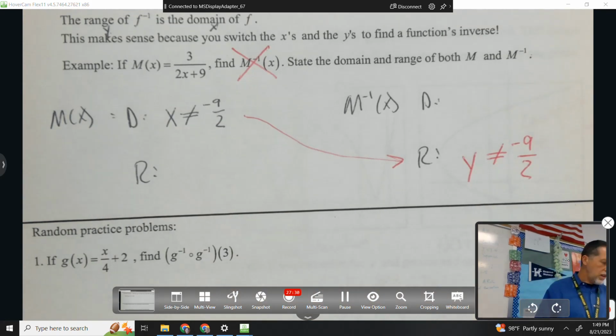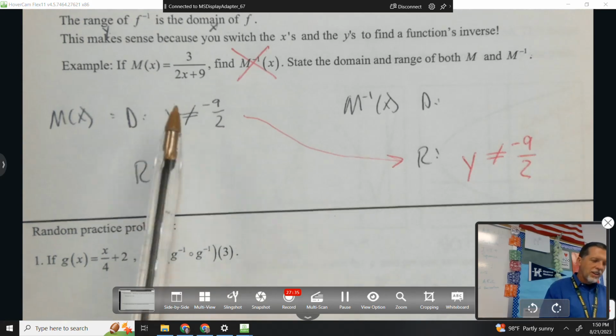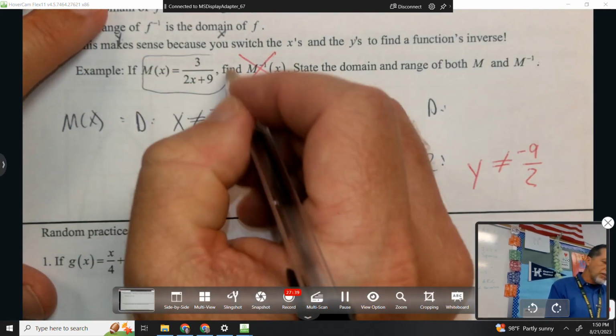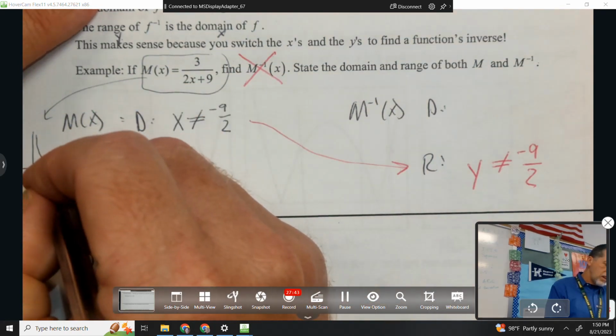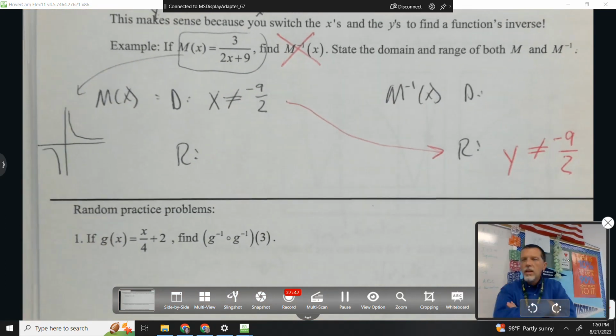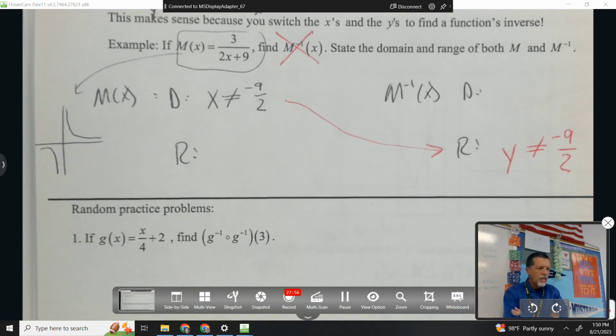All right, how about the range of the original? That's a little bit trickier. Remember, do you know what the parent function of this thing is? 1 over x. Yeah, 1 over x, the reciprocal function. Let's see, we moved it left 9/2. So that changed that asymptote.